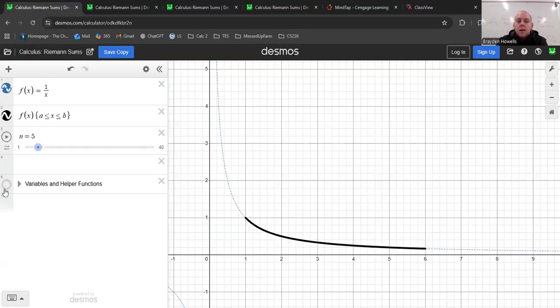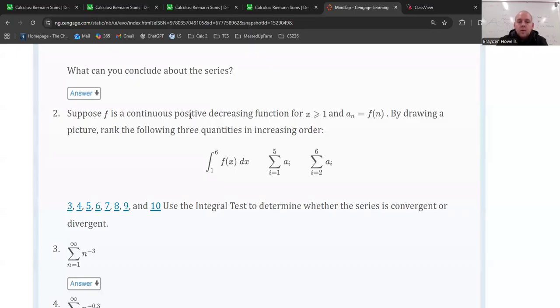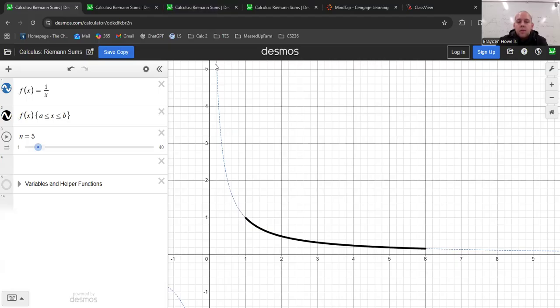Here I went ahead and made a function for us. This is f of x. I just called it 1 over x because it meets those three qualities of being continuous, positive, and decreasing. So we're going to play with this function today. You could do a different one, but this is what I've chosen.